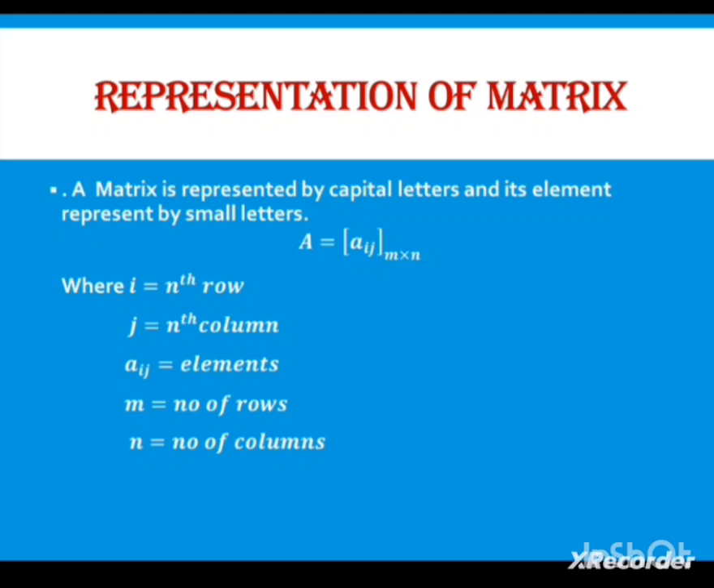The next is representation of the matrix. Dear students, we can represent the matrix by a capital letter and its elements by small letters. You can see on the screen matrix A, which is equal to, in square brackets, a_ij. a_ij represents the element, where i represents the ith row, j the jth column, a_ij the elements, m represents the number of rows and n represents the number of columns.